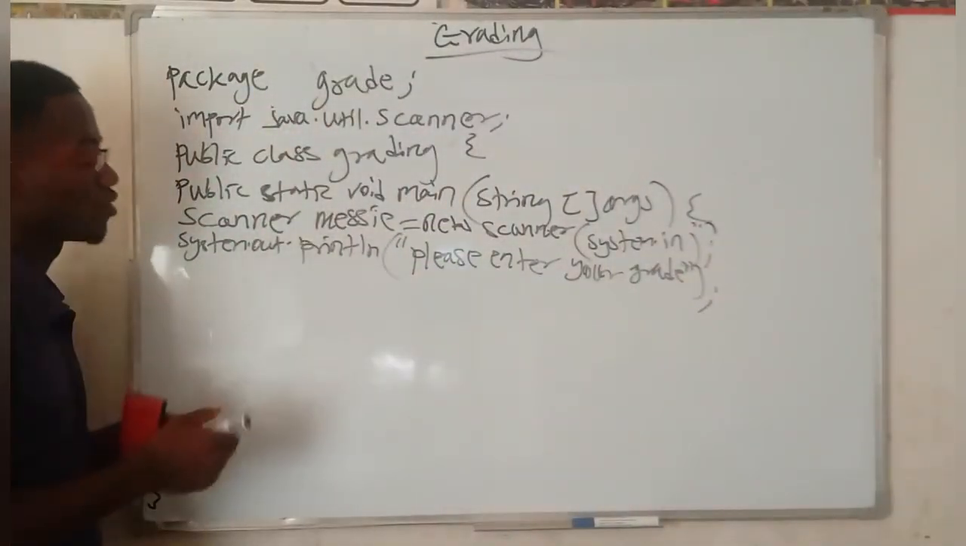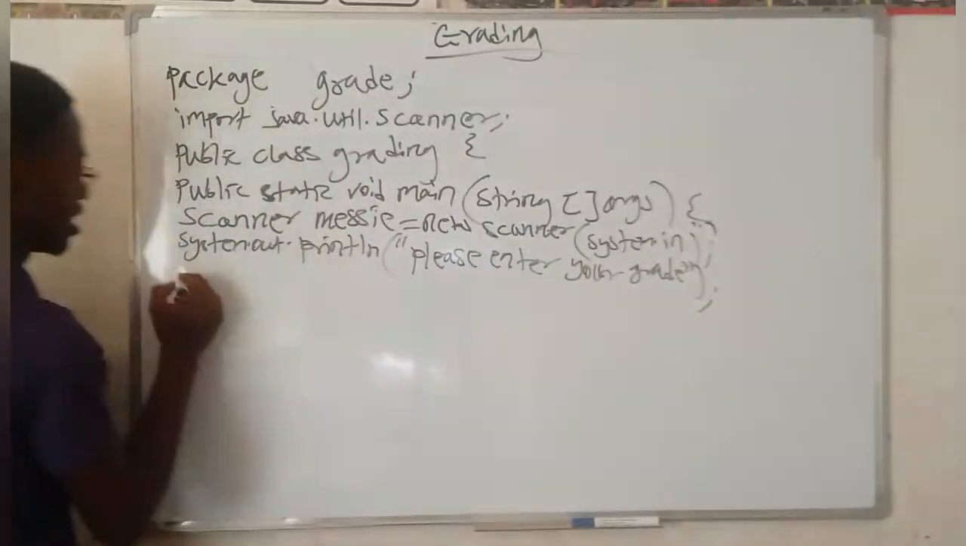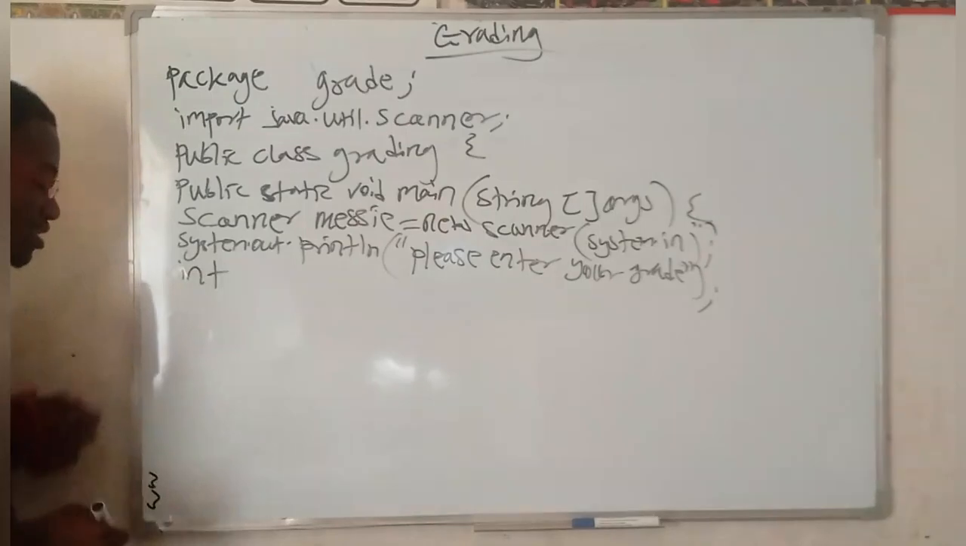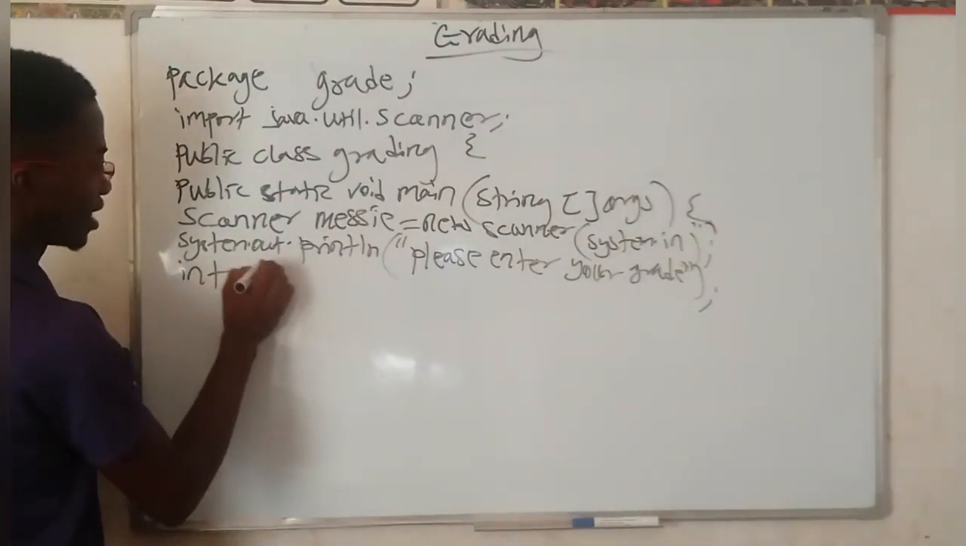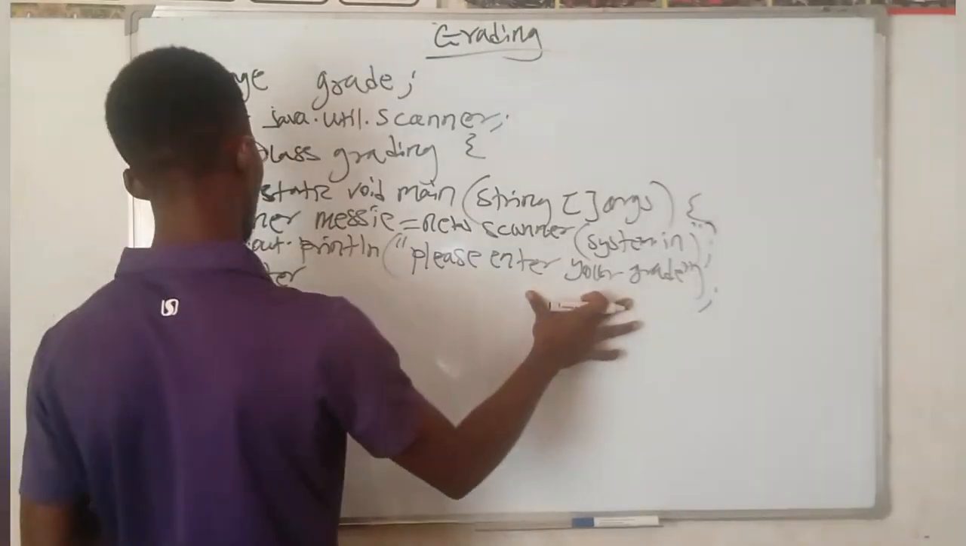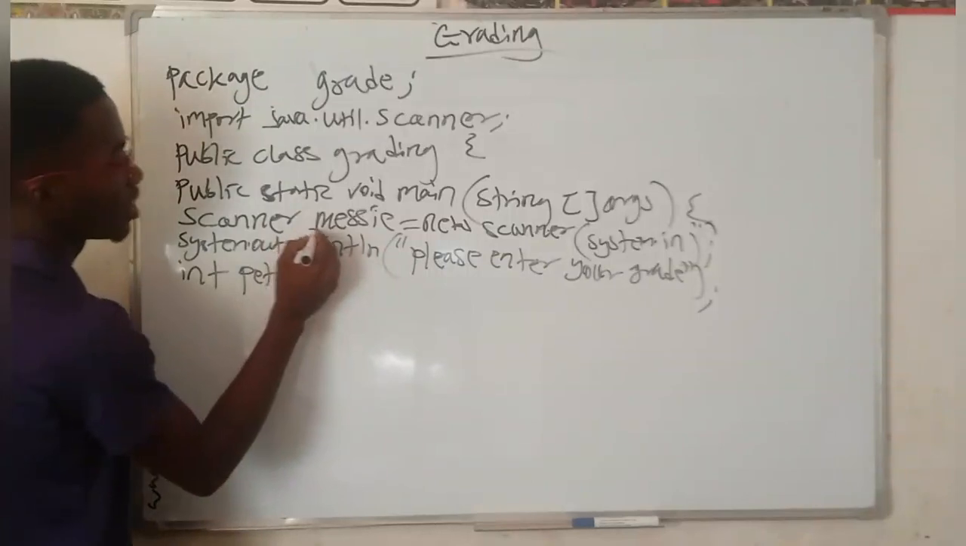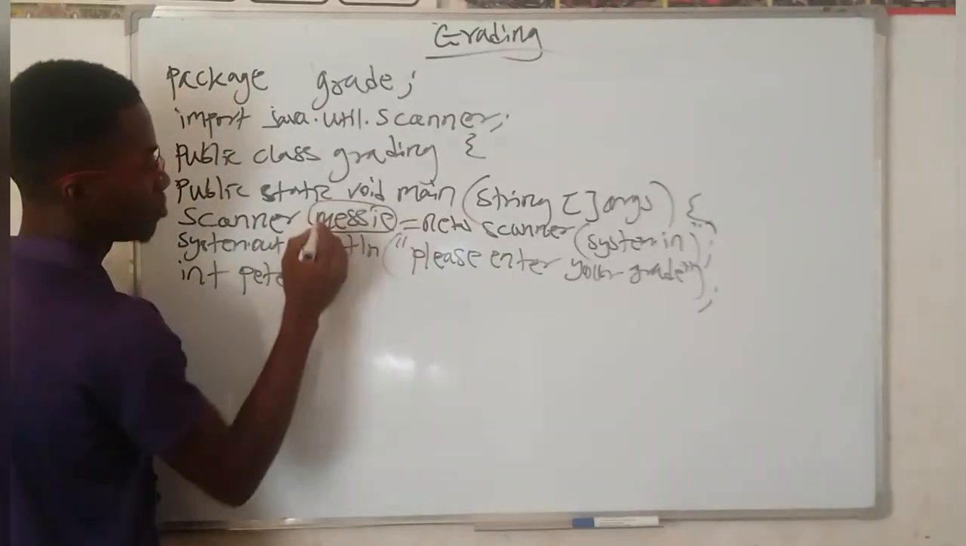Now we'll create a storage location for the values in the entry. I'm going to say int as a data type, and I'll take Peter as a variable to hold this particular value as in the entry for me. Equals what? The name of my scanner variable. My scanner variable here is called Messi. This is my scanner object.